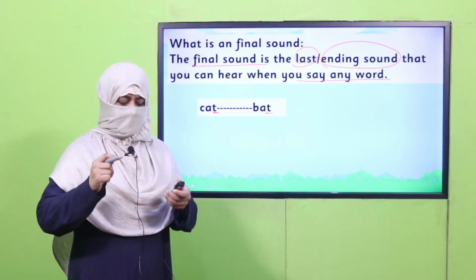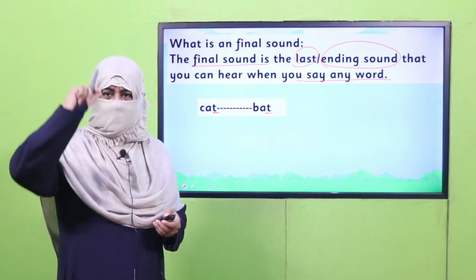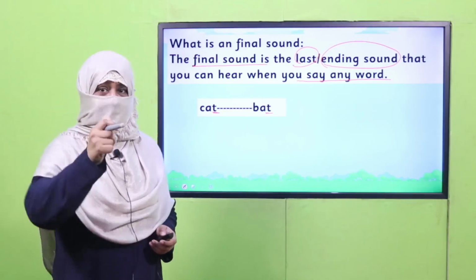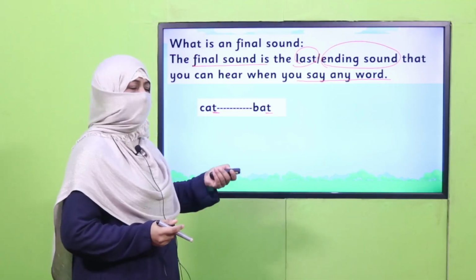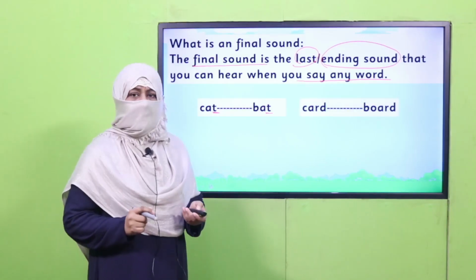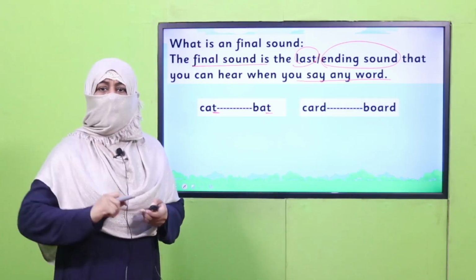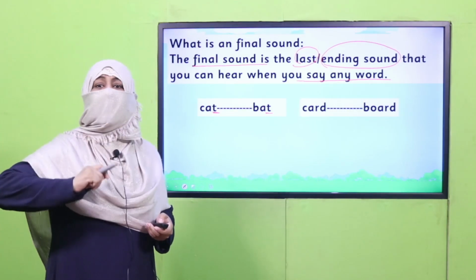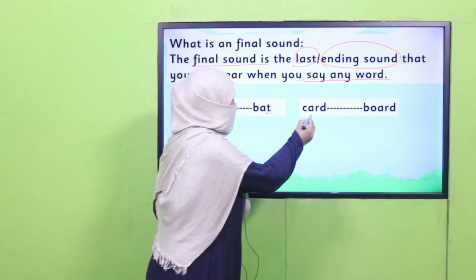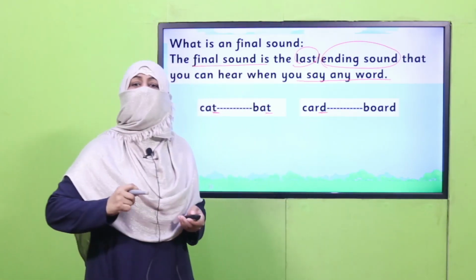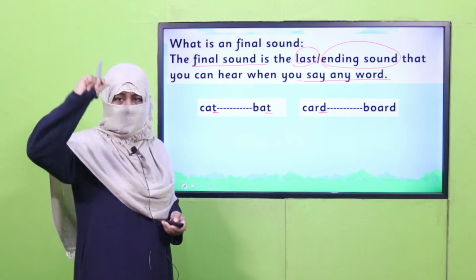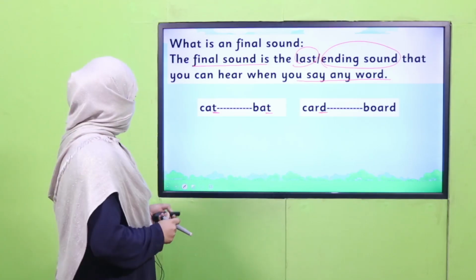Say it with me. Cat, bat. Good. Now the next is card, board. D is the ending sound. So say it. Card, board. Okay, good.